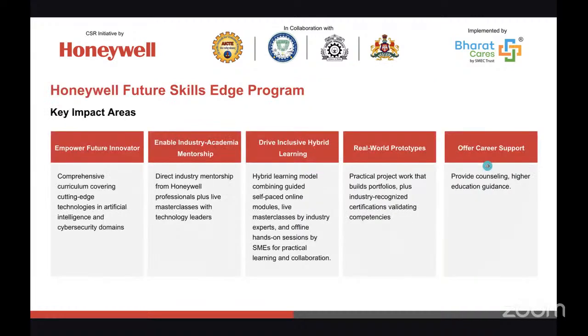So this program is designed with one clear focus, impact: you will not just learn the concepts, you will interact with industry professionals, people who actually work in companies, and who know what skills matter and what doesn't. So you will learn through online guided modules, live master classes, hands-on projects, and real projects as well, right?